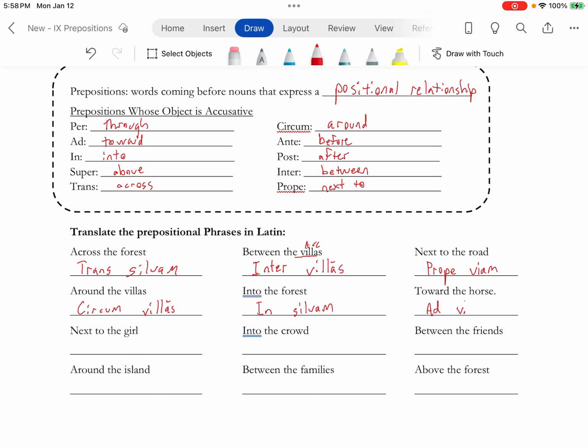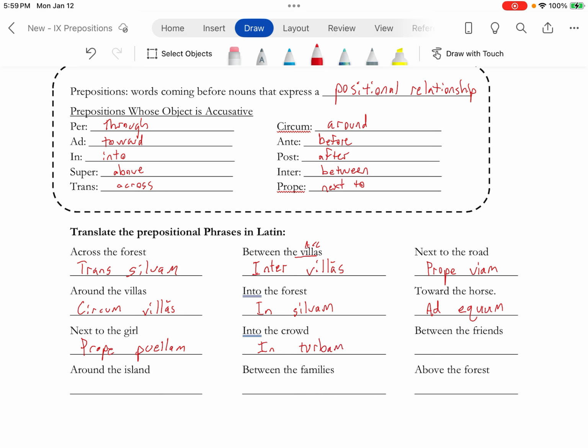Toward the house. Ad. And then, oh, though I didn't use, or toward the horse, not the house. Oof. My bad. Equum. So horse is accusative. Next to the girl, we got prope. And girl needs to be accusative because she's the object of prope. Into the crowd. In, and then crowd's got to be accusative. Turbum.